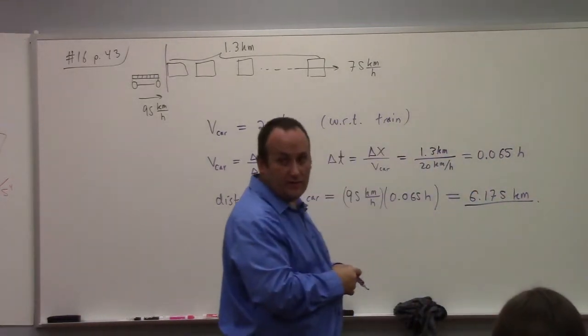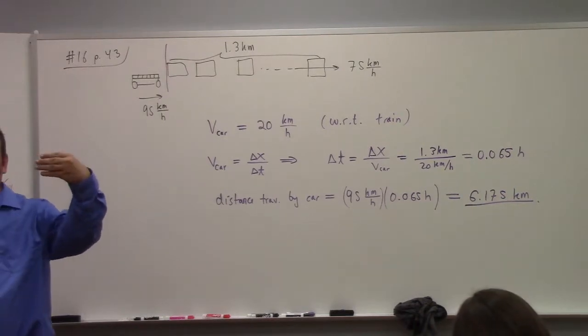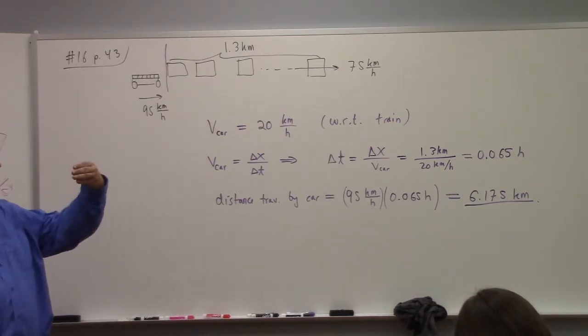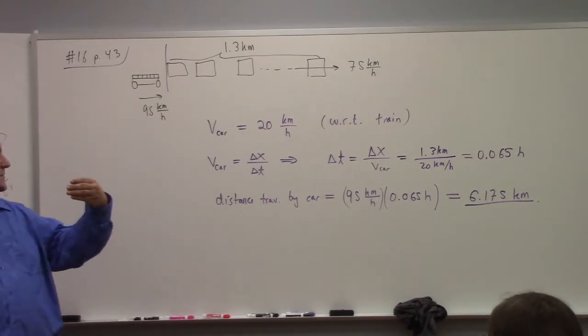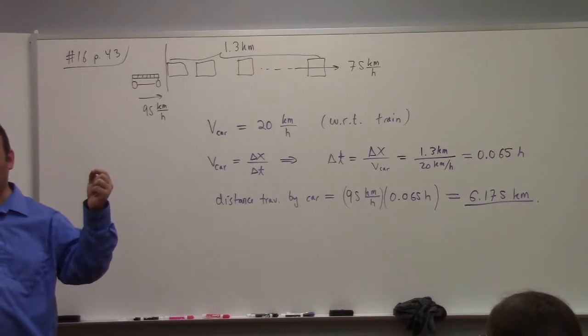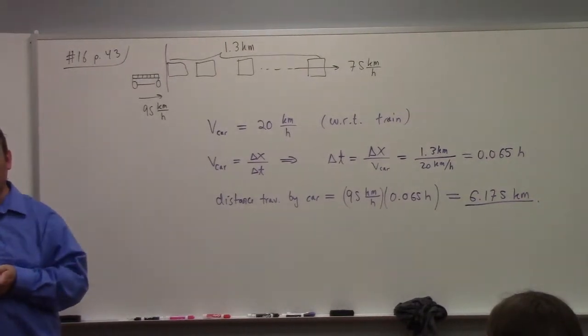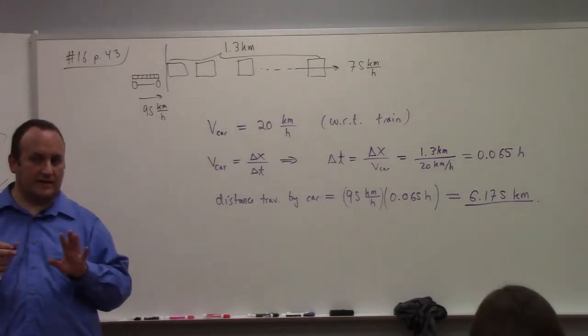Do you understand how to do the other way? So the other way, the relative speed of the car and the train would be 75 plus 95, which would be 170 kilometers per hour. So it would take less time, right? And the car would travel less distance as well. Do I need to write that out, or do you get the idea now?